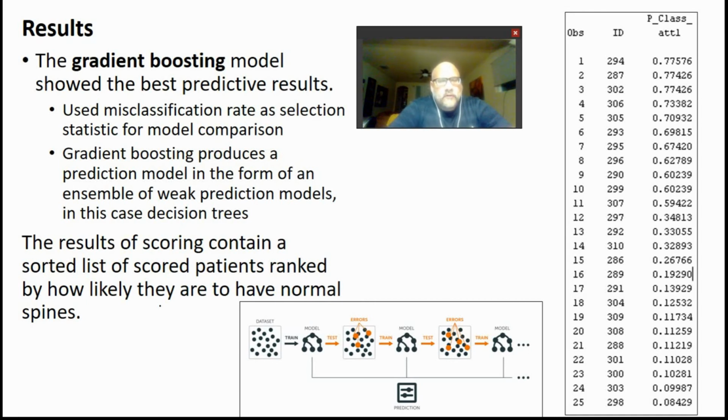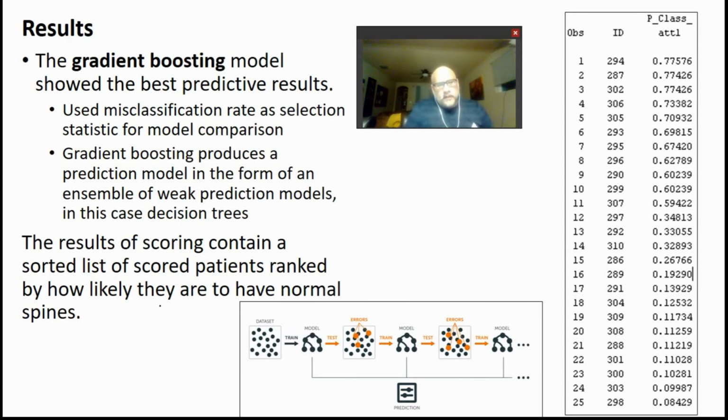And I used misclassification rate as a selection statistic for model comparison. Gradient boosting produces a prediction model in the form of an ensemble of weak prediction models, in this case decision trees, and here's a graphical representation of that process.